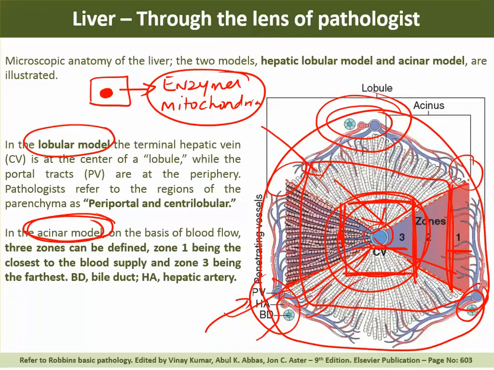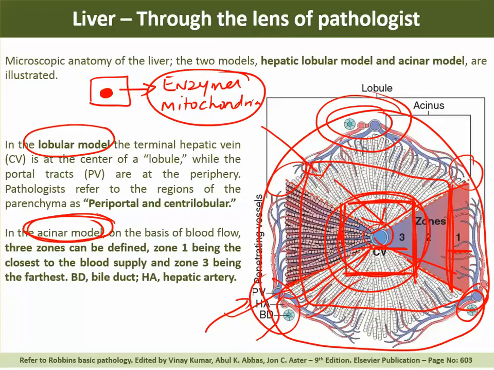Now, if there is inflammation in the periportal area, for example, if an infection is coming in the blood, some virus is coming in the blood, whichever cell they see first, they will go into that cell. So the periportal area is affected in infections. If I see inflammation in the periportal area, I will be thinking of some infectious conditions.